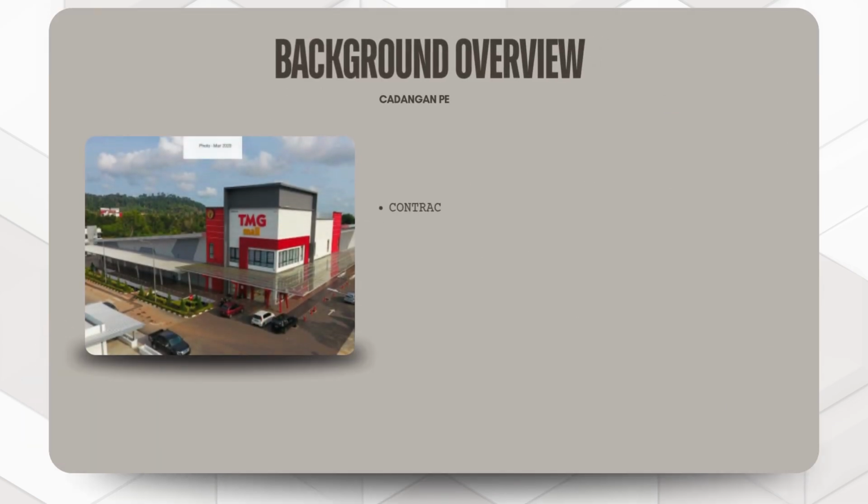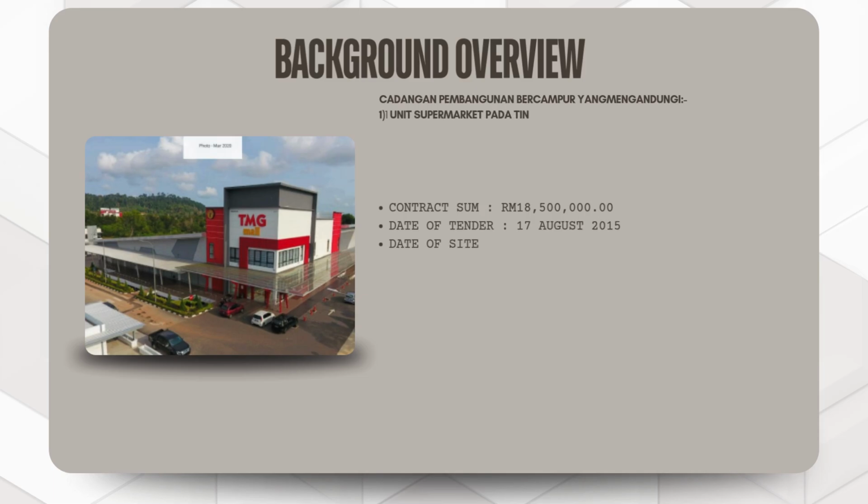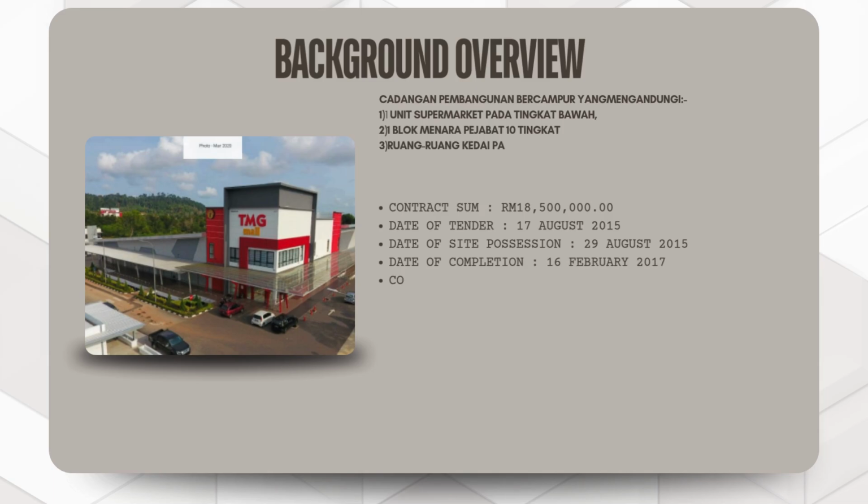For the overview background of this assignment, the name of the project is Cadangan Pembangunan Bercampur yang mengandungi satu unit supermarket pada tingkat bawah, satu blok menara pejabat 10 tingkat, ruang-ruang kedai pada tingkat aras bawah di atas plat 131587 di Jalan IM7/14 Bandar Indra Mahkota, Mukim Kuala Kuantan, Pahang Darul Makmur.